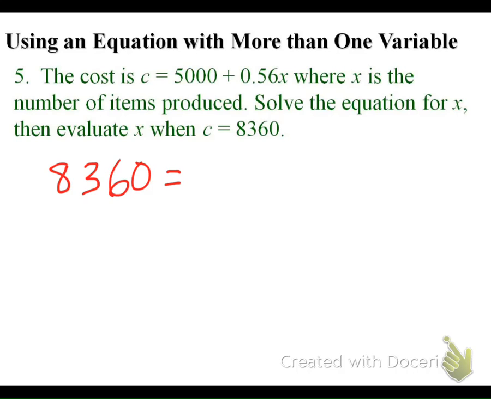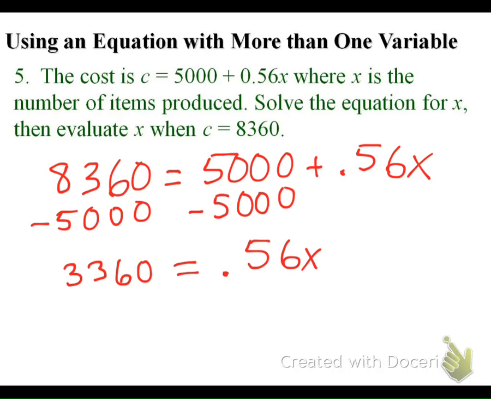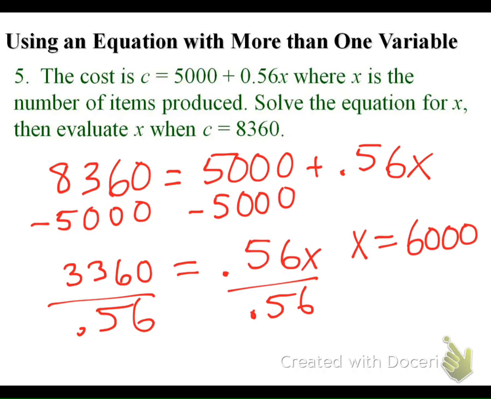So I'm going to rewrite it. Then I'm going to solve for x. So do your subtraction. And I will need some calculator help. Very good. X equals 6,000. Did they give us any sort of label for X? Items produced. So you could just say items. That would be fine. What are your questions?